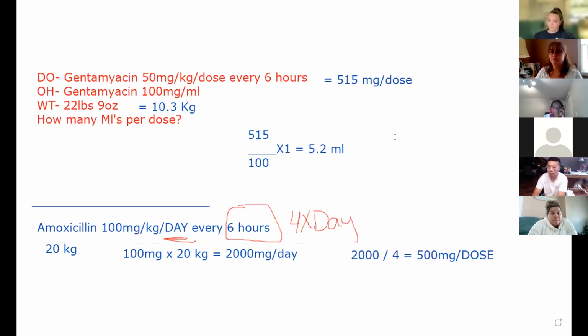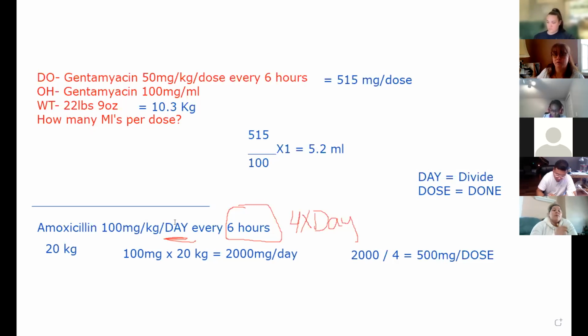Does that make sense? So one of the tricks that I tell students is if this word here says day, you got to divide. If it says dose, you're done. So DO dose, DO done. If it says day, you have to divide. So when you're looking at math questions, you always want to look. See how this one here said dose? And this one here says day. Make sense? Is anybody confused? We good? All right, so I'm going to give you one and see how you do.